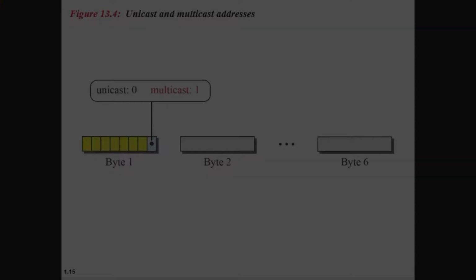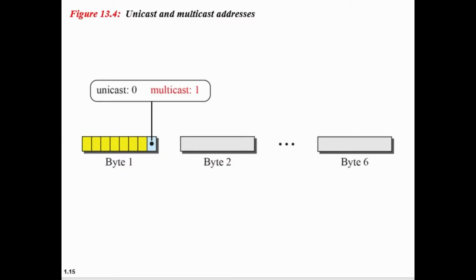Unicast and multicast addresses. To find the type of the address, we need to look at the second hexadecimal digit. If it is even, it is unicast. If it is odd, it is multicast. And if all the digits are Fs, it is broadcast.